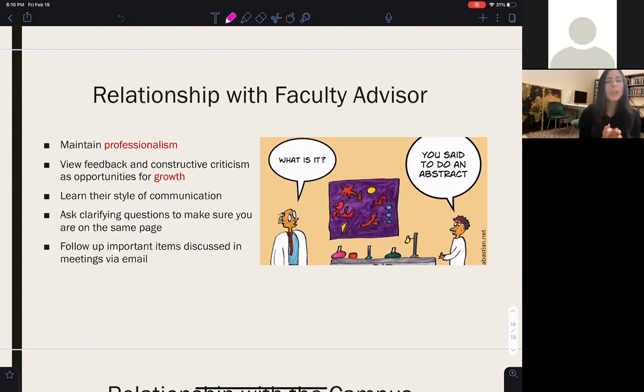Also very important, make sure you follow up on any important items that are discussed with emails. It's always good to have a paper trail. This is not to say that you don't trust your advisor or that you're not trusted. This has nothing to do with that. This is also just so that you remember what was discussed. Sometimes you'll have a really long meeting, you'll talk about a lot of things, and you won't remember the deadlines that you set for yourself or what your advisor had told you. It's always good to follow up with an email for both parties.